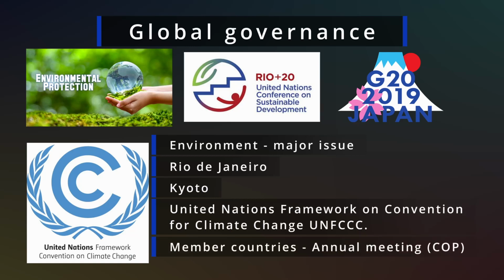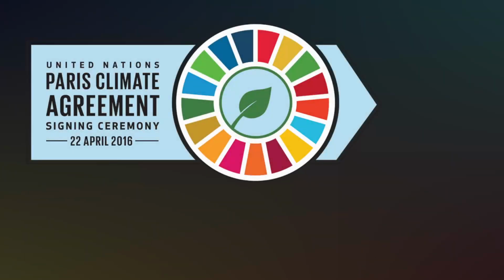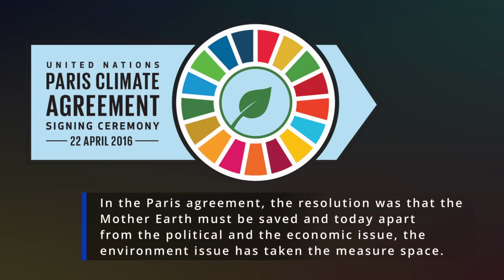So under the framework of the UNFCCC, all the member countries started meeting on an annual basis, which is known as the Conference of Parties. And the Conference of Parties, in their 21st meeting in 2015, signed an agreement called the Paris Agreement. And in the Paris Agreement, the resolution was that the Mother Earth must be saved. And today, you see, apart from the political and the economic issue, the environment issue has taken the major space.